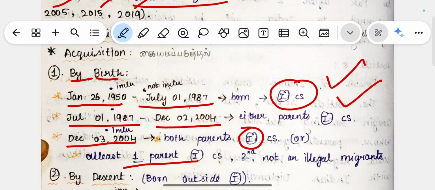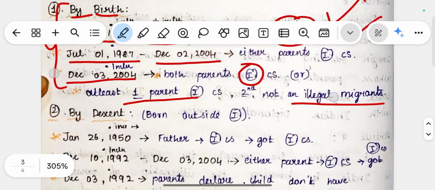one parent should have Indian citizenship. The second parent may be an illegal migrant. That's not the case here. So these are the 3 cases where their birthday aligns. The second one is by descent.